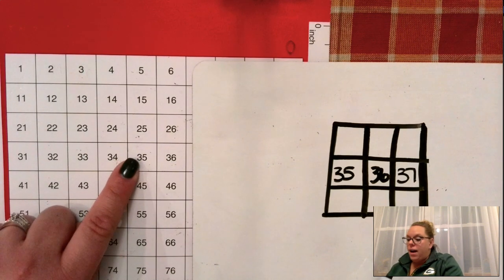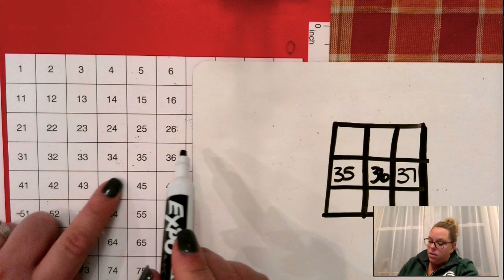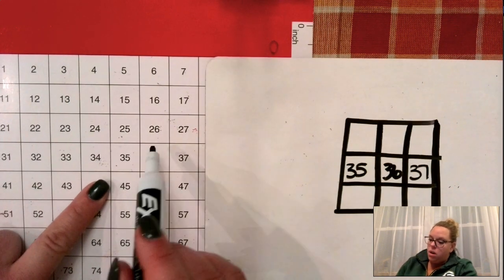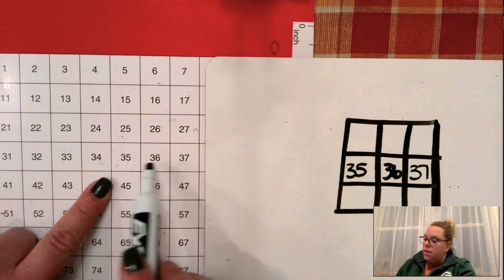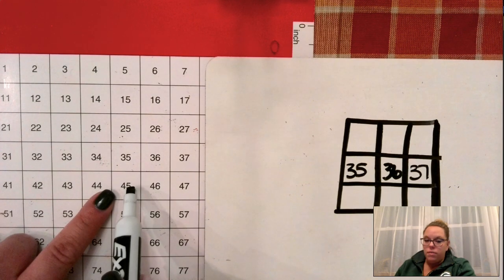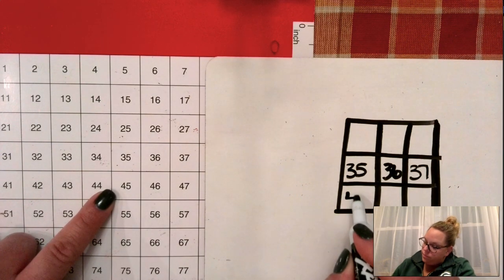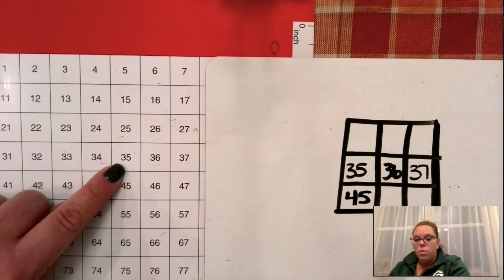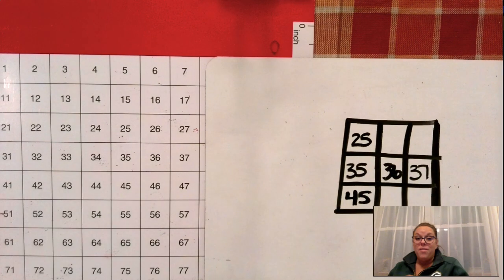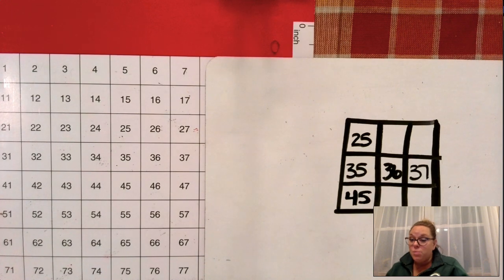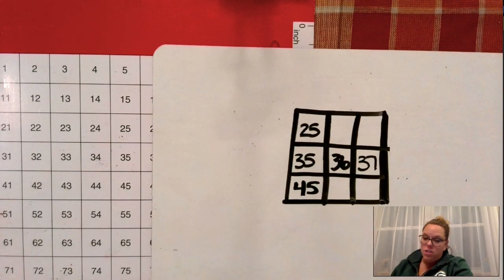Go to 35. This is where we are right here. This is our 100 numbers chart. We're right here. We just did this middle row. 35, 36, 37. What comes below 35? 45. What goes above 35? 25. And now this makes it really super simple for us to be able to finish filling this out.